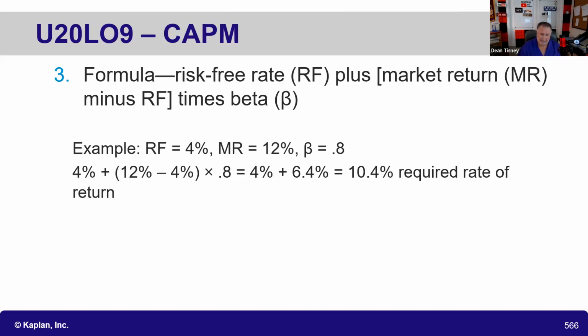We times it by the beta. And when we times that by the beta, we get 4% plus 6.4. And so the required rate of return would be 10.4% to make that investment. Again, I'm not going to ask you to do the math. I'm just going to ask you to recognize it.